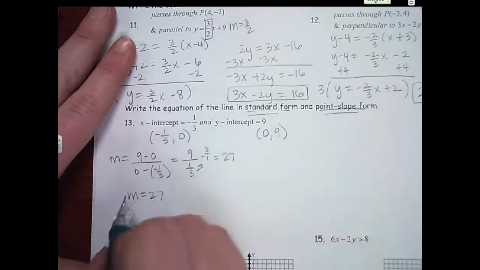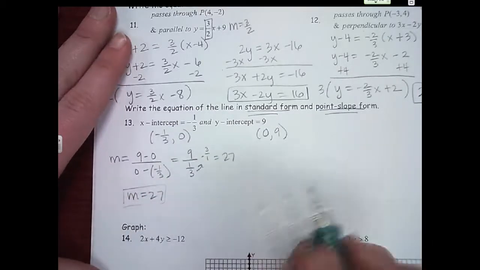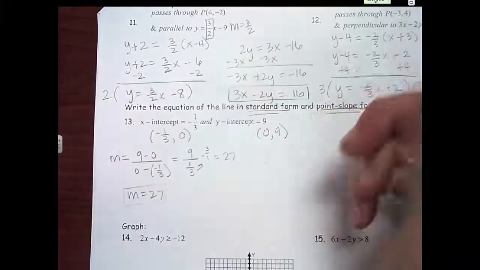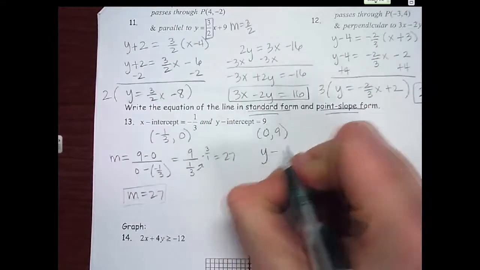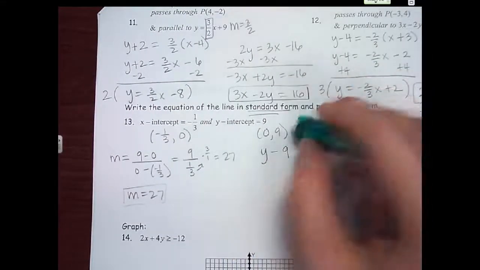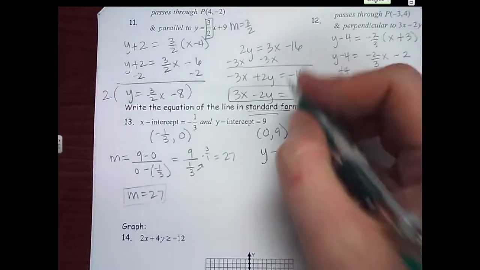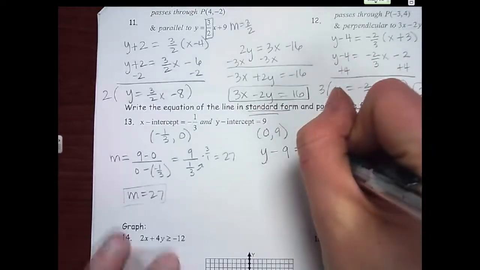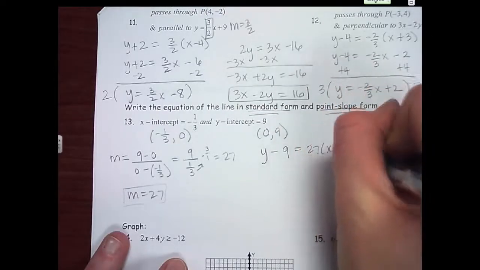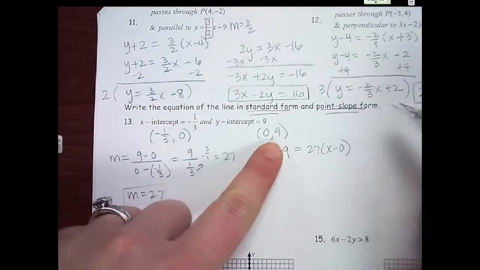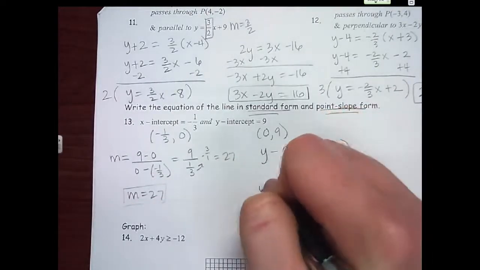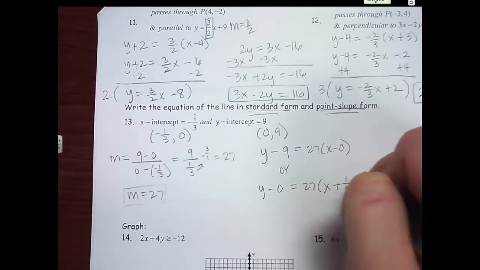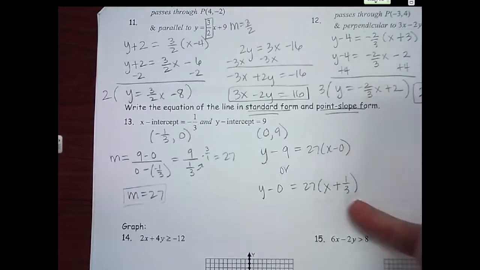So I take the slope, m equals 27. And they already gave me the y-intercept, so I'm going to go to point slope, because we have to have it in point slope anyway. So y minus, I'm sorry, you can use either point, it doesn't matter. Y minus 9 equals 27 times x minus 0. Okay, so there's that one, I used that point. Or you can have y minus 0 equals 27 times x plus 1/3. Either one there will work.